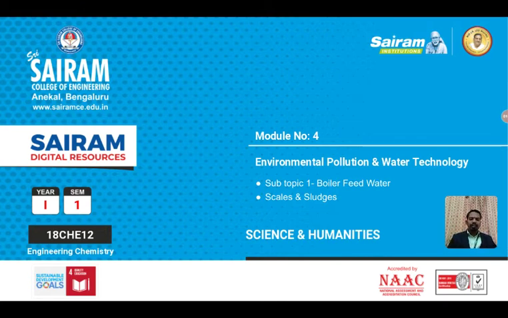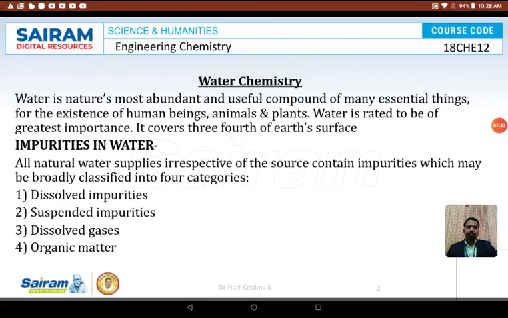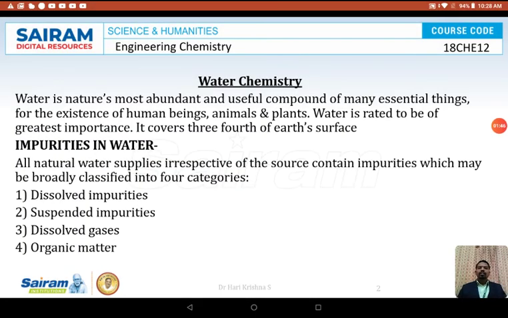So not only for human beings, even for industries water is important. So let us see where water is used. As discussed, water is the most abundant and useful compound, essential for human beings as well as for animals.